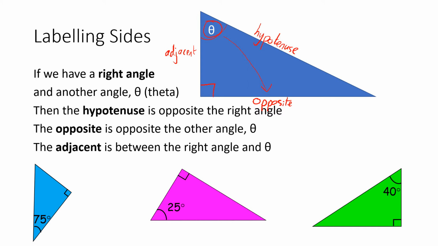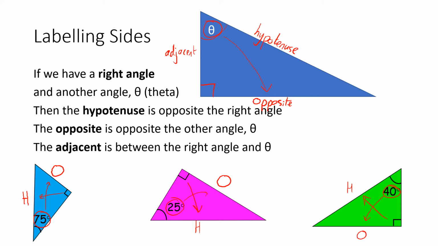So let's go through these three. Hypotenuse is always the easiest to do, so let's label that first. Hypotenuse, opposite the right angle, opposite the right angle, and opposite the right angle. And then let's think about opposites. So we want something that's opposite to the three labeled angles. They're called 75, 25, 40 this time. So our opposite will be over here, over here, and over here.